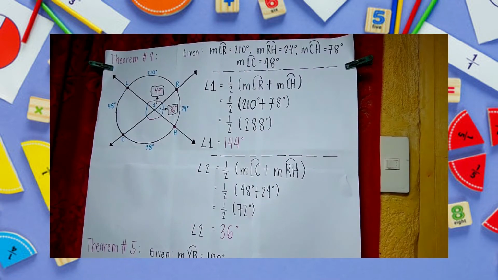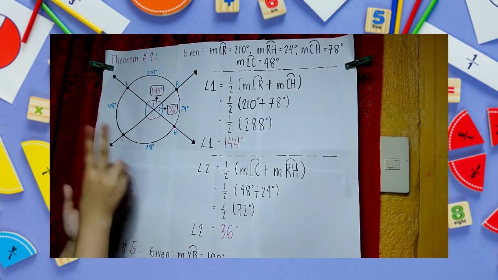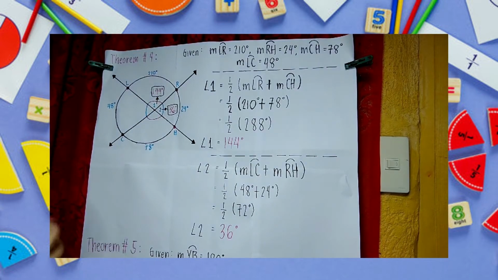Well, the fourth theorem tells us that if two secants intersect in the interior of the circle, then the measure of an angle formed is 1/2 the sum of the measures of the arcs intercepted by the angle and its vertical angle. Now down to our fourth example for the fourth theorem. As we can observe, it's different from the first three theorems because we have here two secants that are intersecting inside the circle. So let's now talk about the application of the theorem.